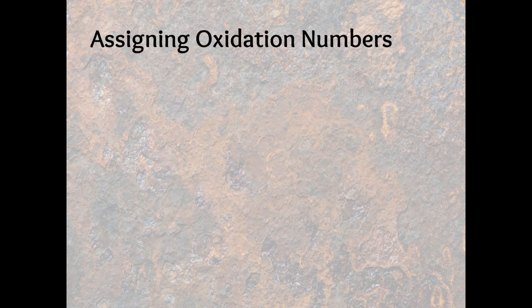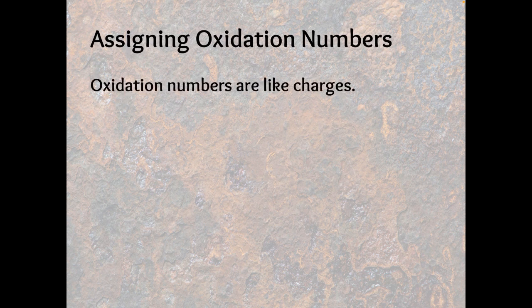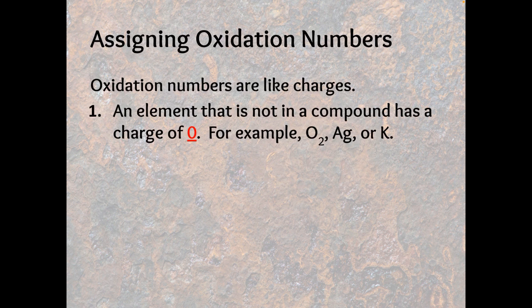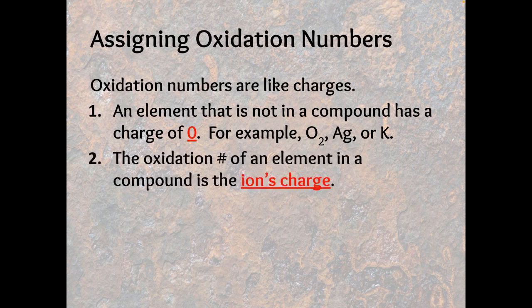Okay, so what are these numbers that we're talking about? Oxidation numbers are basically like charges, okay? For our purposes, just think of them as synonyms. Oxidation number means charge. So an element that is not in a compound has a charge of 0. That means its oxidation number is 0. So O2, that's a plain element. It has an oxidation number and charge of 0. Ag, plain element, has an oxidation number and charge of 0. And K, potassium, plain element, has an oxidation number of 0. Any element that's by itself has an oxidation number of 0.